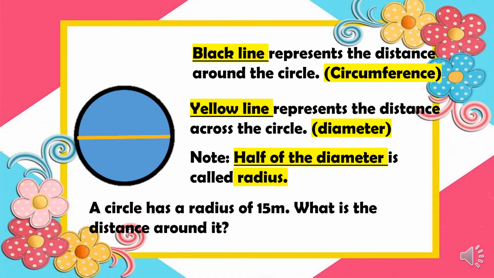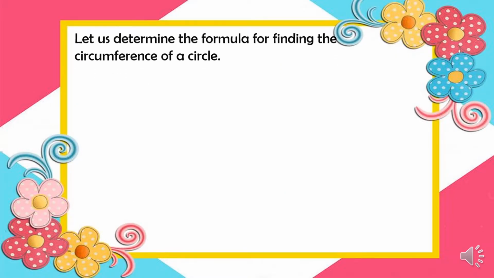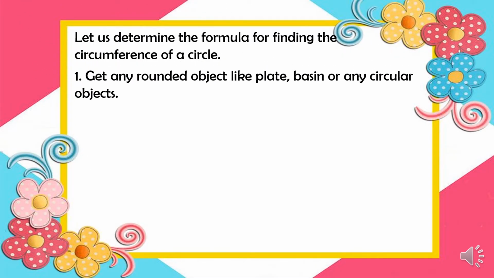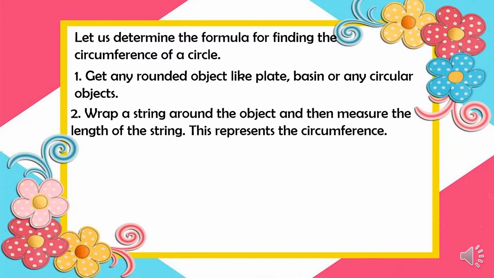A circle has a radius of 15 meters. Now, what is the distance around it? Let us determine the formula for finding the circumference of a circle. For number 1, get any rounded object like a plate, basin, or any circular object. Second, wrap a string around the object and then measure the length of the string, and this represents the circumference.